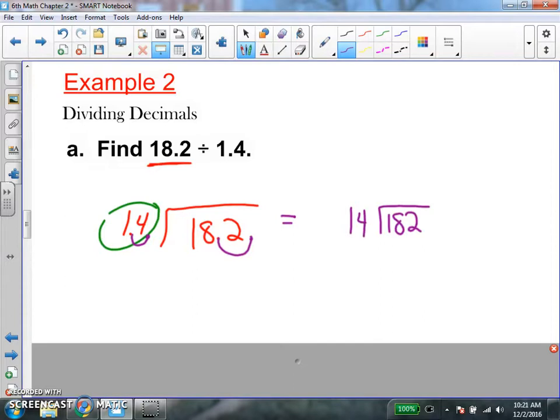How many times does 14 go into 18? Just once. 1 times 14 is 14. I'll subtract, get 4, and bring down my 2. How many times does 14 go into 42? Well, exactly 3 times. 3 times 14 is in fact 42. Subtract and we get no remainder. In this case, we have a nice even number. We get 13.